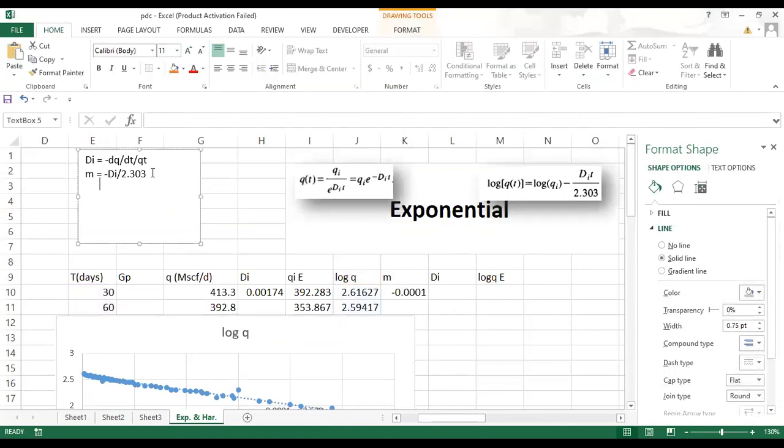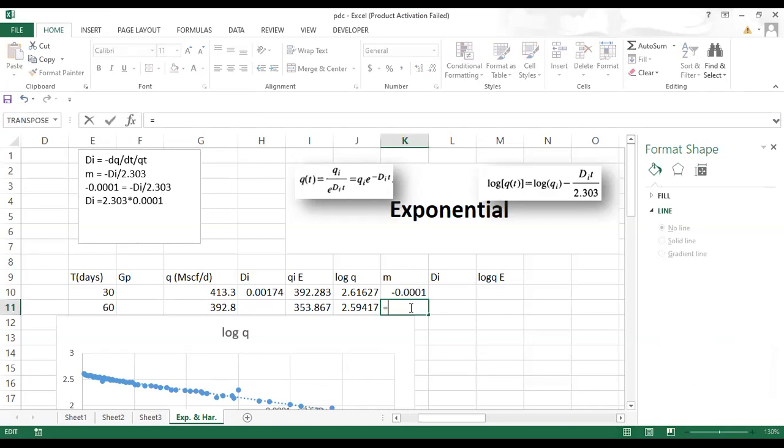So this should be equivalent to minus Di by 2.303. That means minus 0.0001 is equal to minus Di by 2.303. So what is the value of Di from this? It is 2.303 into 0.0001, which is my actual Di value, 0.00023. Since I have the Di value, I will create the model.